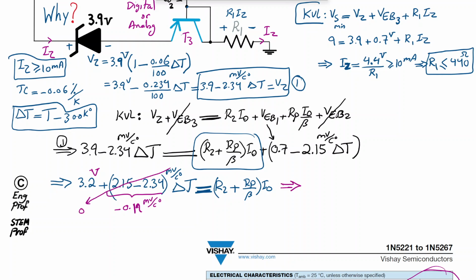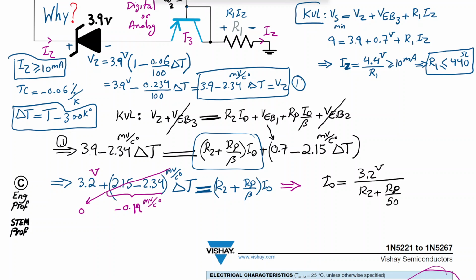So as a result, what I get is just 3.2 is equal to then R2 plus RP divided by beta, which is 50 in this example for the high current PNP transistor, times I out. We are almost done because that means we found the formula for I out. I'm going to rewrite this so that the formula is clear. I out is equal to 3.2 volt divided by R2 plus RP divided by the beta of the PNP transistor, that is 50 in this case.